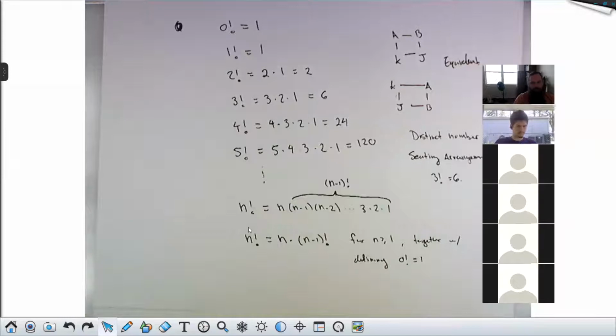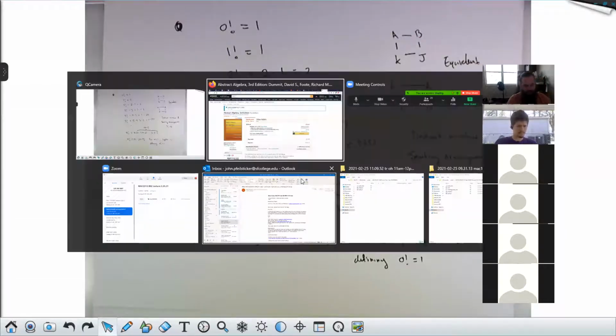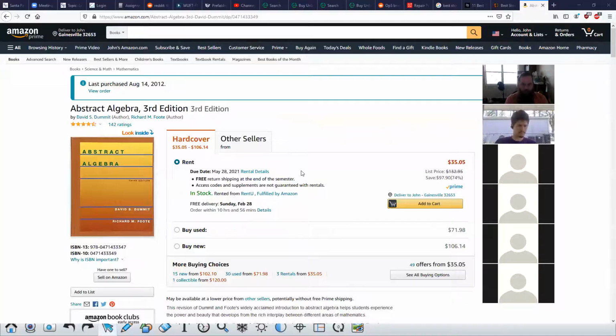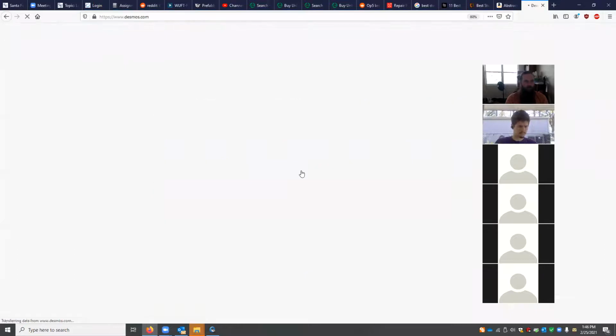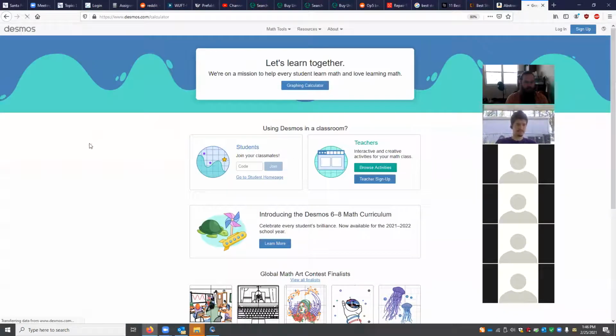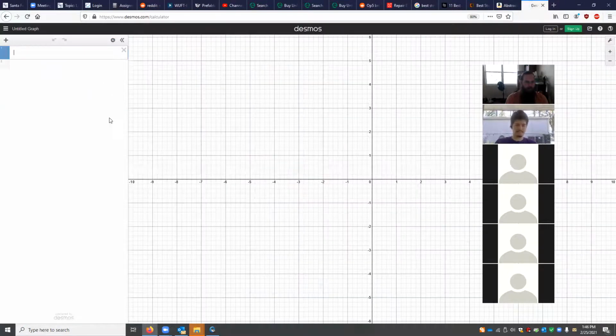So is factorial of negative numbers undefined? Good question. Yes and no. I don't know if I've ever tried to graph the gamma function.